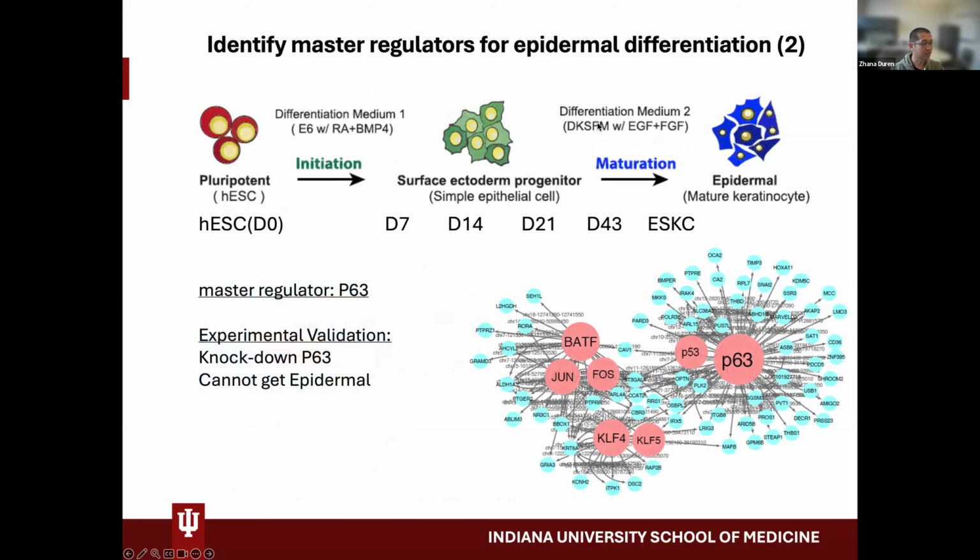And the second stage is the maturation stage. It also has a network. The most important gene is P63. And if we knock this gene down, we cannot get epidermal cells. This is consistent with the experimental validation. So we identified the master regulator of the maturation stage as well.